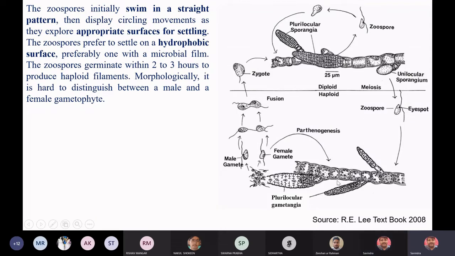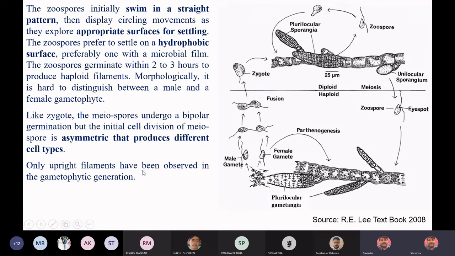gametophytic condition. यहाँ पर लिखा है morphologically it is hard to distinguish between a male and a female gametophyte as well. Male gametophyte and female gametophyte है, we cannot even differentiate between them. और मेल और फीमेल gametophyte के बेस पे भी हम उसको heteromorphic बोल सकते हैं. Only upright filament that I have already explained. स्पोरोफाइट में तो आपको प्रोस्टेट सिस्टम मिलेगा, लेकिन गैमेटोफाइट में आपको प्रोस्टेट सिस्टम नहीं मिलेगा. Only floating condition you will see.